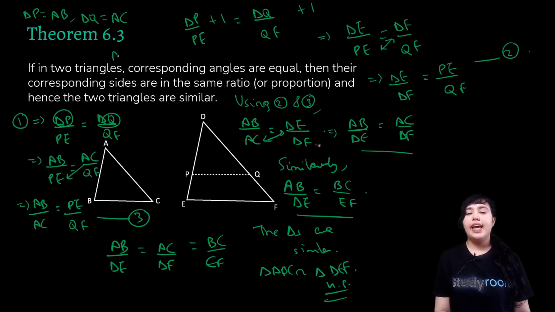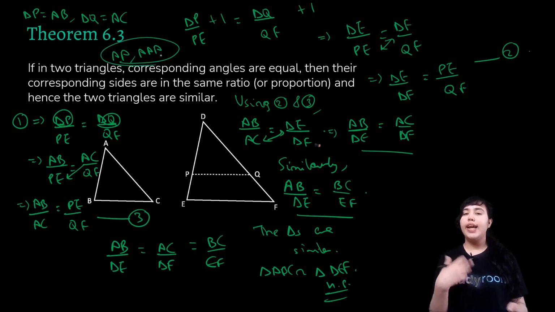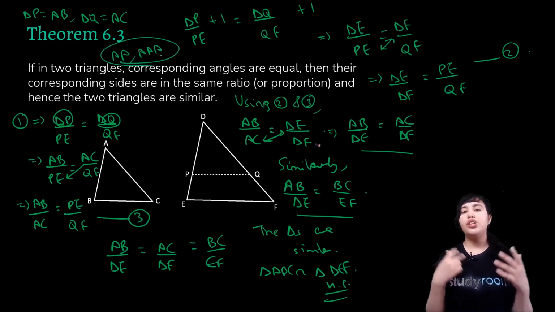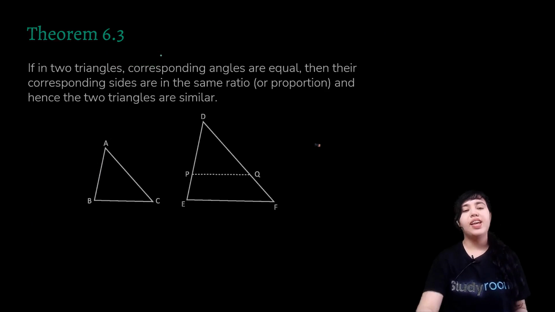So this is the AA or AAA similarity criterion, by which if you have any two corresponding angles equal, you can say that the two triangles are similar. So you need not look for 6 things, but only 2 things would be good.